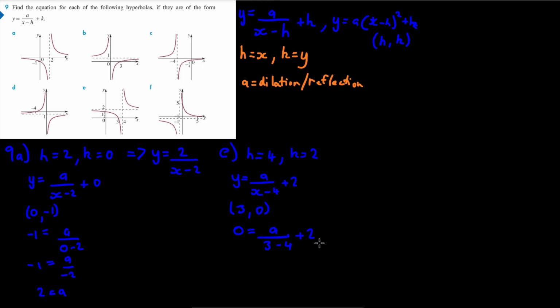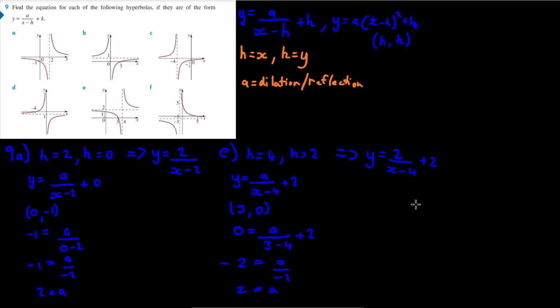Let's do some rearranging, get the a by itself. Let's get rid of that plus 2 by doing minus 2. That'll equal a over negative 1. Multiply both sides by negative 1. We get 2 equals a. That is a coincidence. Our a values are both 2 for this one. Now, let's have a go at subbing everything in. What do we get? We'll get y equals 2 over x minus 4 plus 2. And that's it. We're all done.